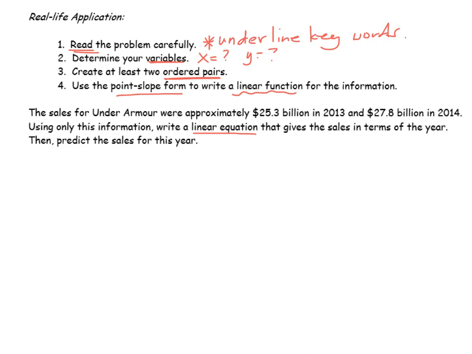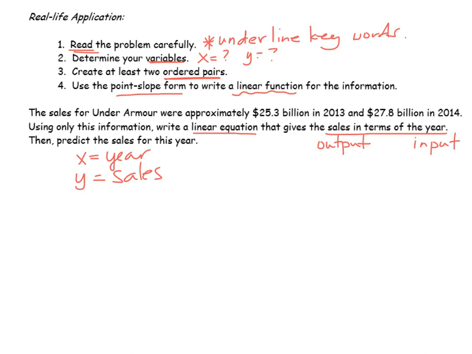So it says write a linear equation that gives sales in terms of the year. So what that means is sales would be your output and the given year is your input. So in 2013, that year, then the output would be the billions of dollars. In 2014, another input, the 27.8 billion, is your output in billions of dollars. Thinking about that, our variables will let x equal the year and y equal sales.